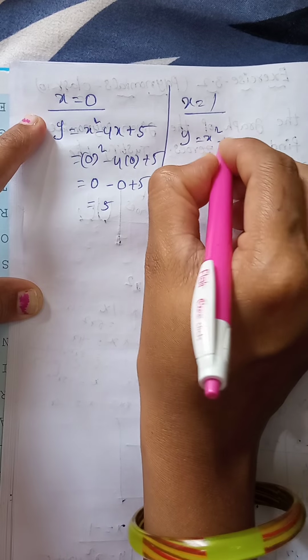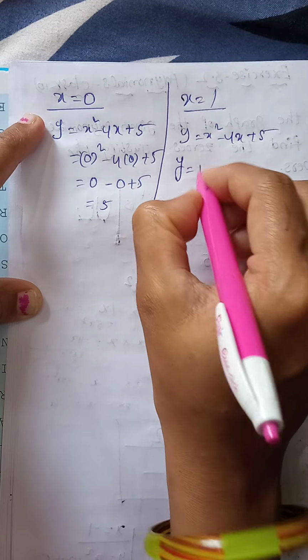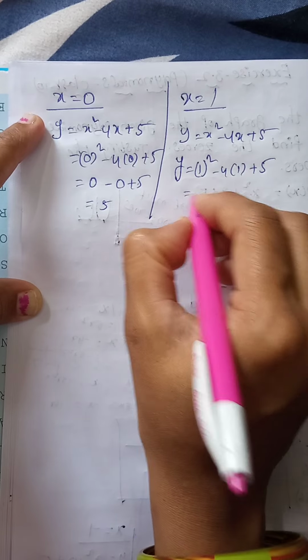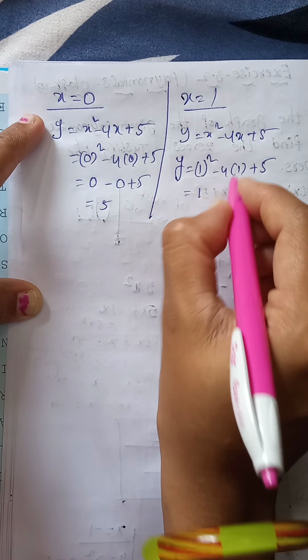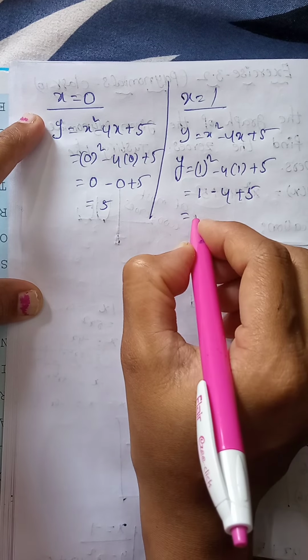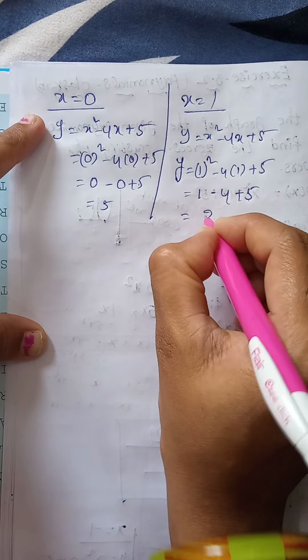Next, substitute x equal to 1. y equal to x square minus 4x plus 5. So y equal to, in place of x, substitute 1: 1 minus 4 into 1 plus 5. 1 square is nothing but 1, minus 4 into 1 is 4, plus 5. Okay, next 1 plus 5 is 6, 6 minus 4 is 2.